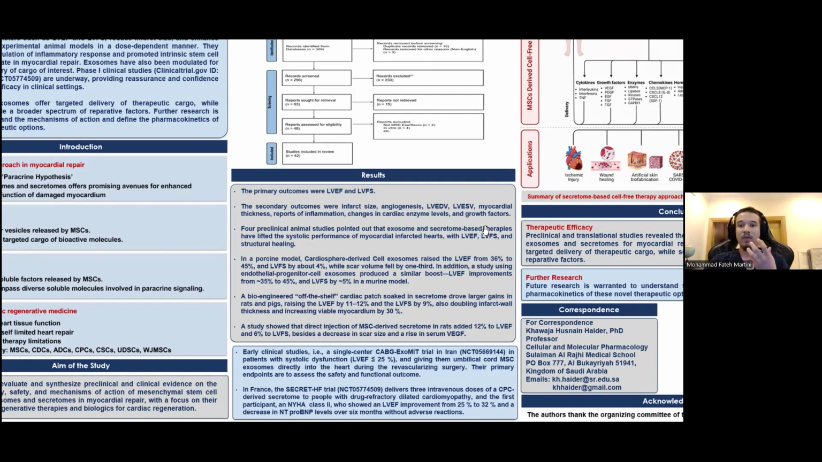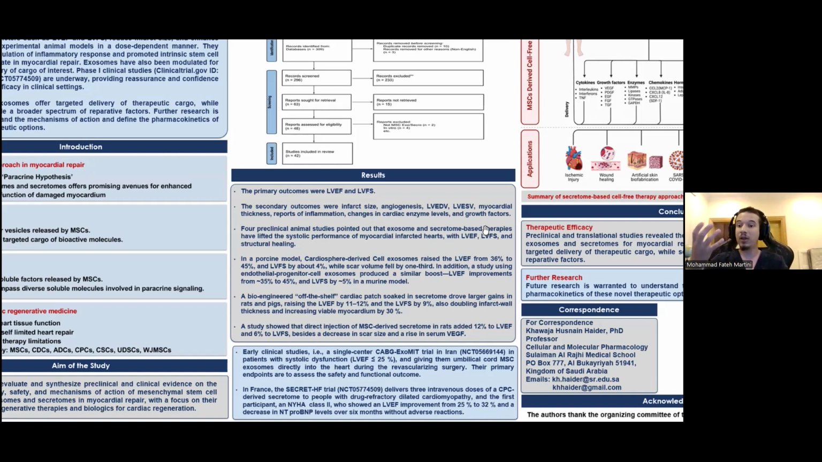In addition, we have a specific study in a porcine model where cardiosphere cell-derived exosome raised the left ventricular ejection fraction from 36% to 45%, a significant increase, while also decreasing the scar volume by a third. And also another study used endothelial progenitor cells in small murine models, with improvement of left ventricular ejection fraction and fractional shortening.